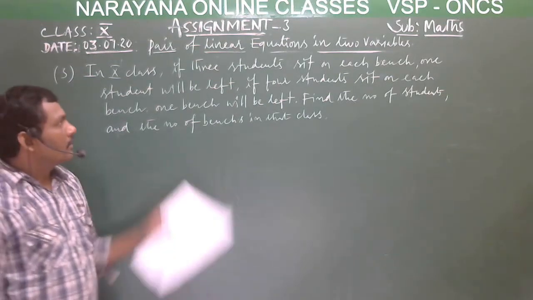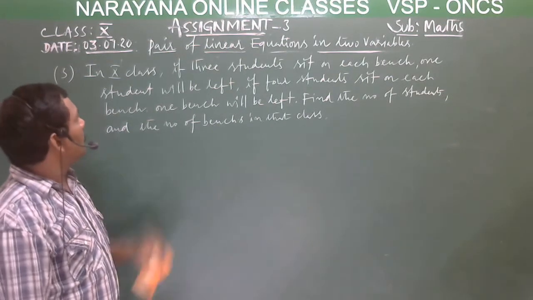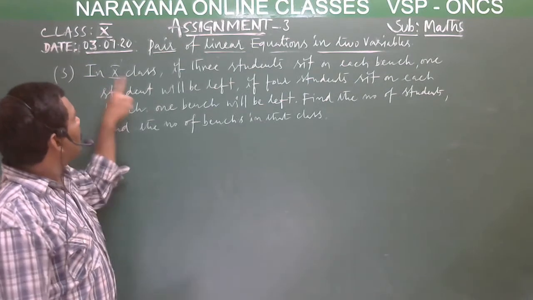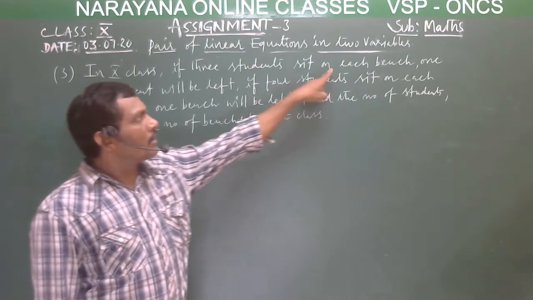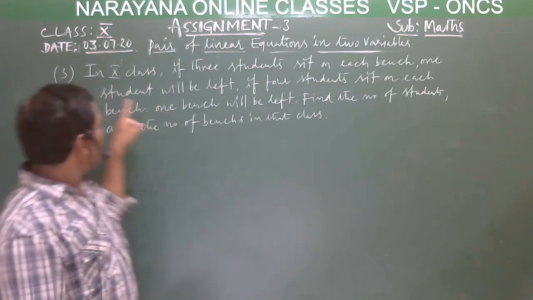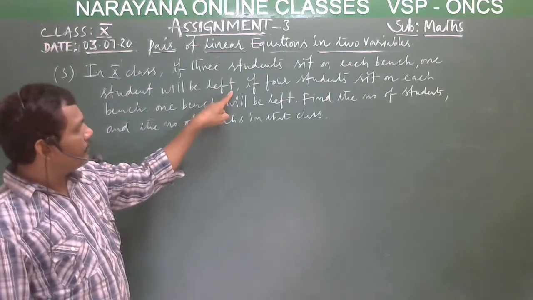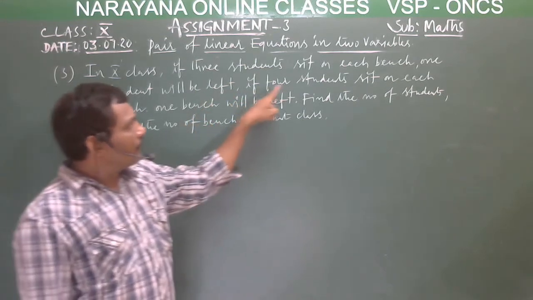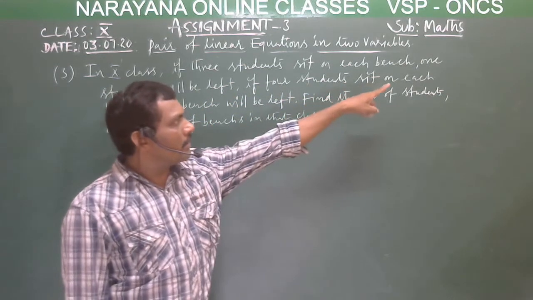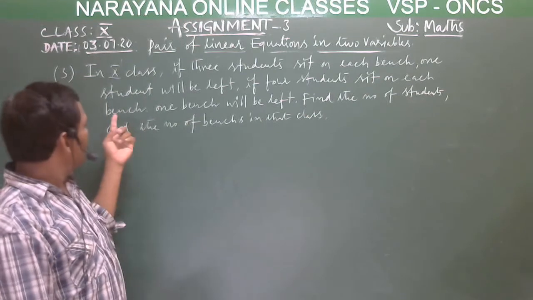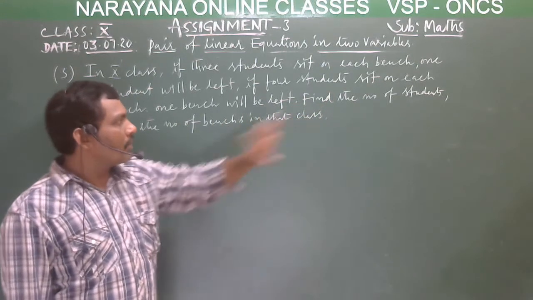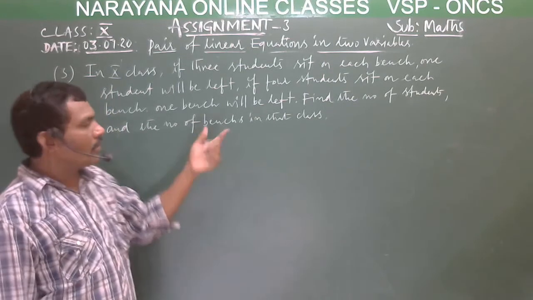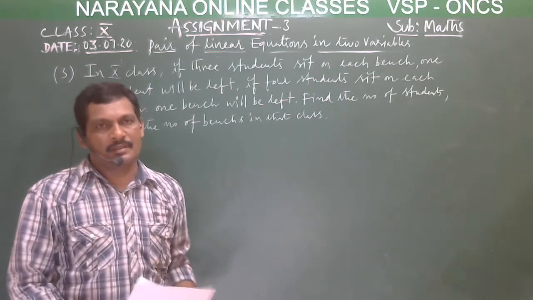Sir, once read the question. In 10th class, if 3 students sit on each bench, one student will be left. If 4 students sit on each bench, one bench will be left. Find the number of students and the number of benches in that class.